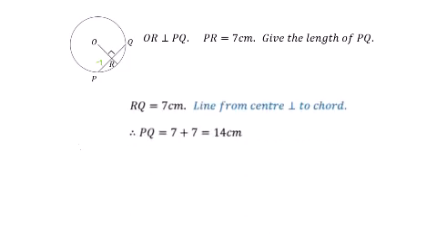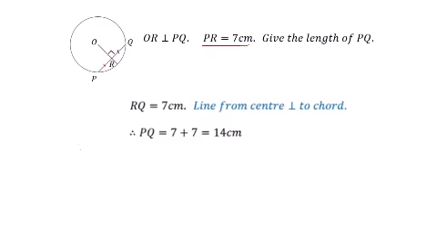So we are going to say RQ is also 7 centimeter. That is line from the center perpendicular to the chord, and then PQ will be equal to 7 plus 7. That will be 14 centimeters. Because this line is bisecting PQ, this means that PR is equal to your QR. PR is already given, that is 7 centimeter.